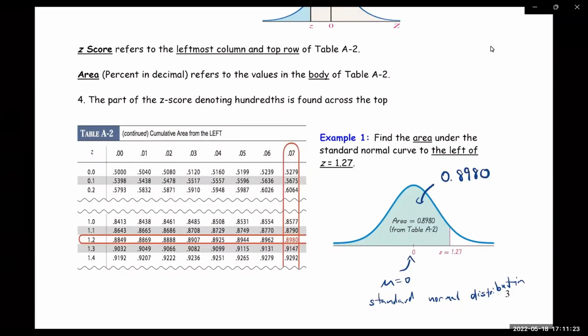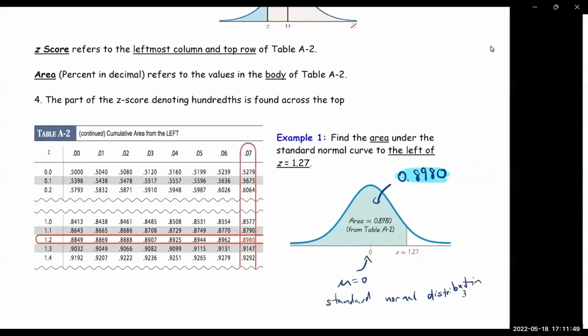0.8980. And it turns out that probability and area are basically the same thing in this context. So whatever the area is, that's your probability. So the probability is almost a 90% chance. And we'll look at some real world examples of how it's used in the real world. All right, let's move on to the next one.